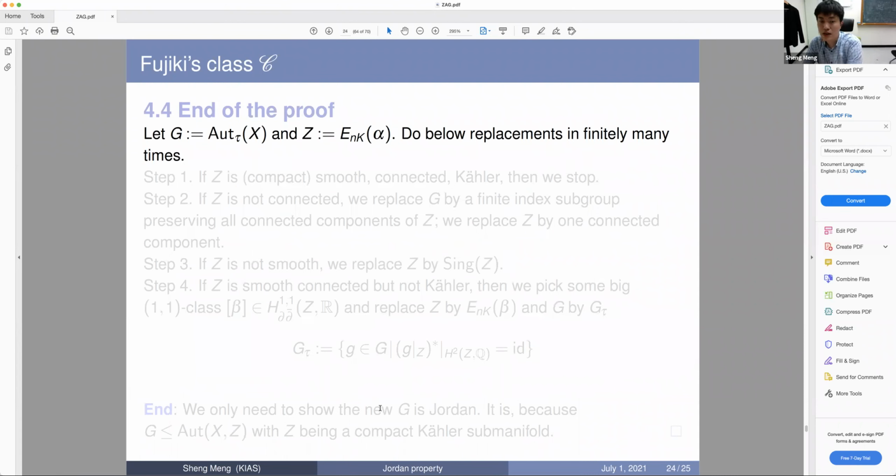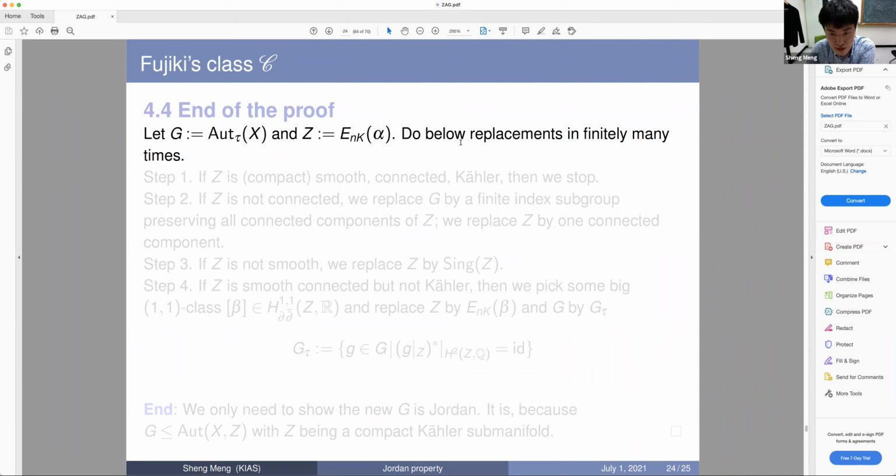Okay, now we can try to finish our proof. Our setting is that we need to show the Jordan property of Aut X. So we only need to show the Jordan property for the group, and I give a notation G here. We fix a big (1,1) class alpha here, and we denote the non-Kähler locus E by Z here.